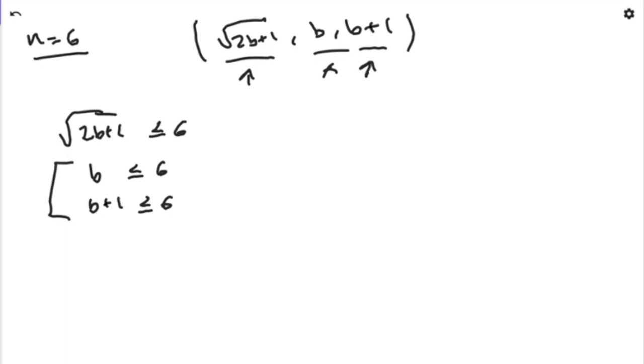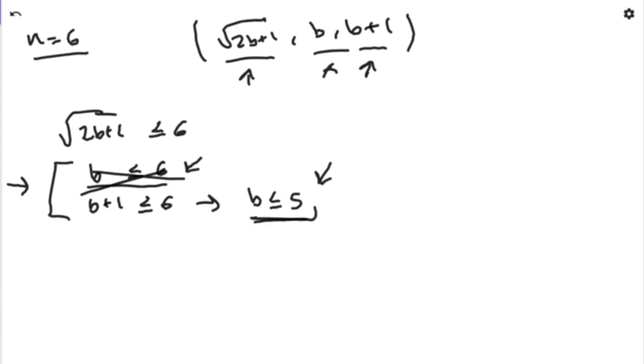Now, let's not focus on the first inequality. Let's focus on these two inequalities. So from here, we notice that this one will give us b is less than or equal to 5. And out of these two, we can just take b is less than or equal to 5, because we need a b that will satisfy both of these. And if b satisfies b is less than or equal to 5, well, any number less than or equal to 5 is already less than or equal to 6. So we can just take this inequality: b is less than or equal to 5.